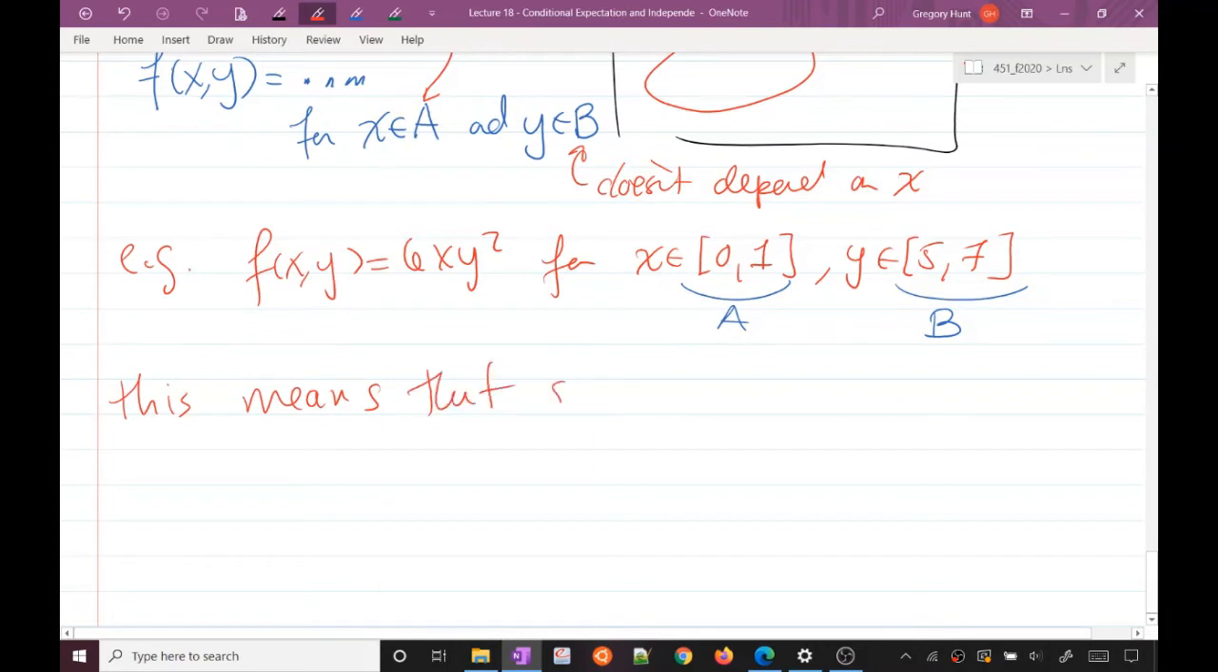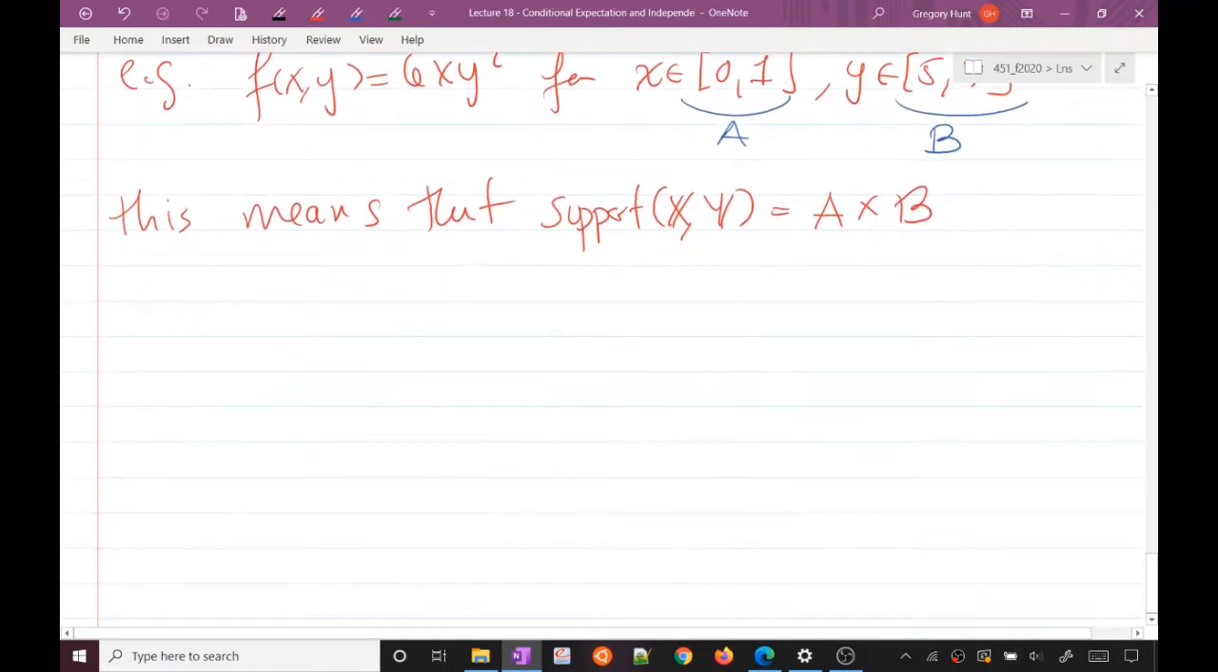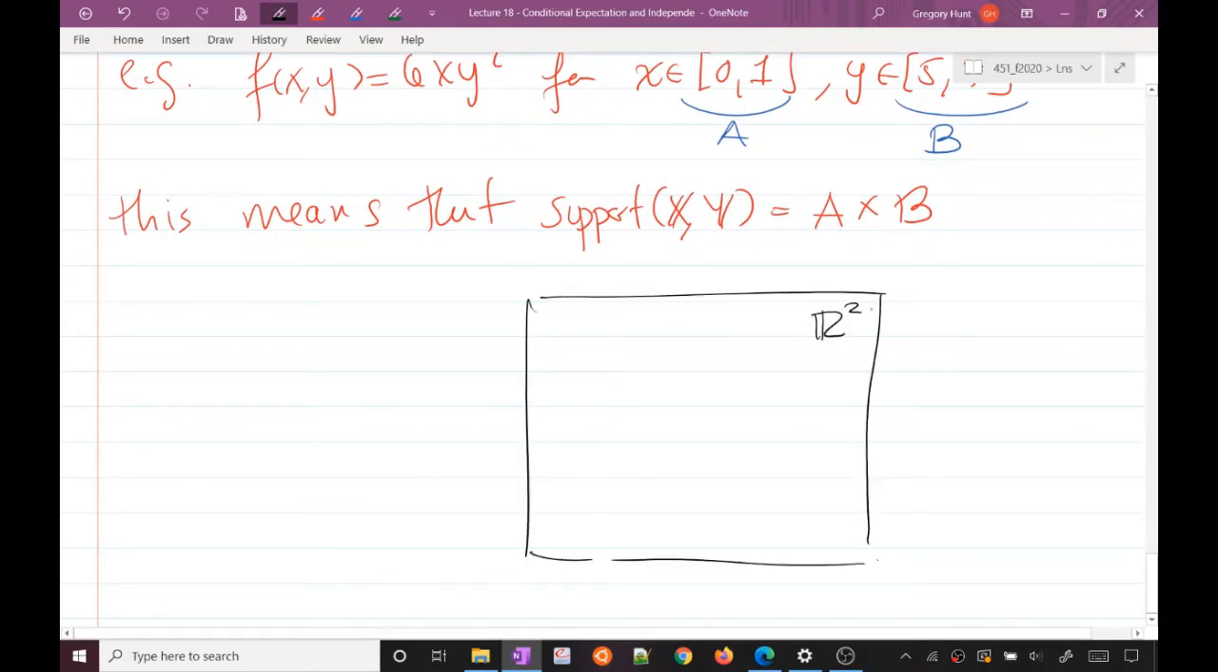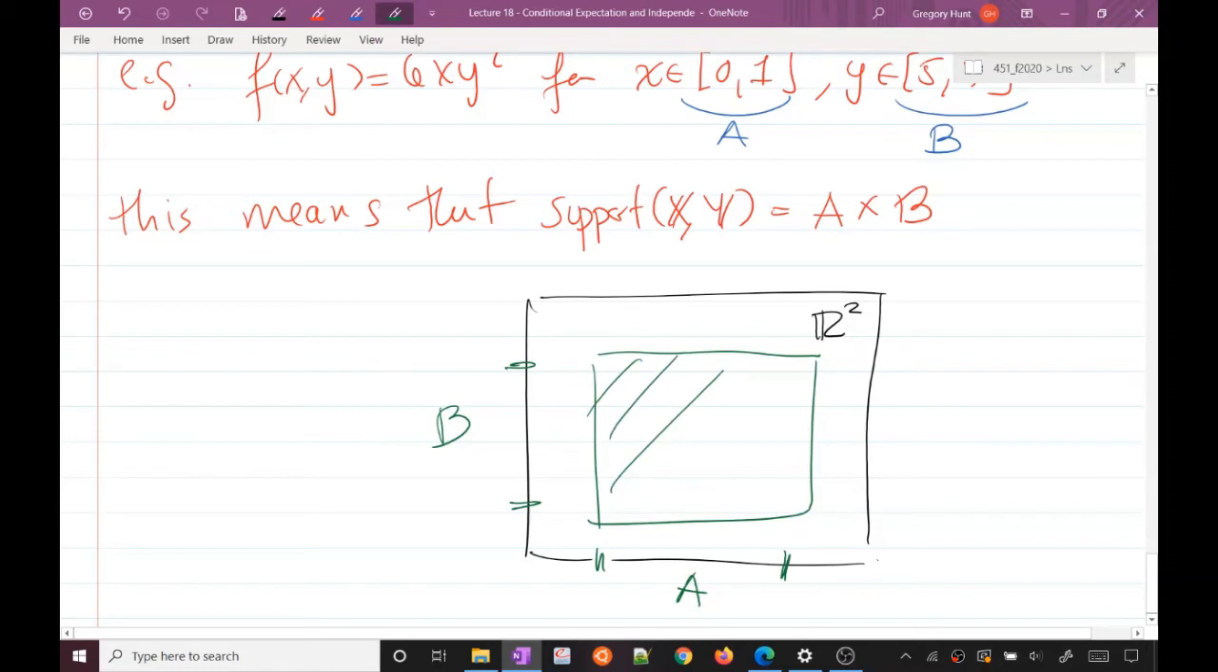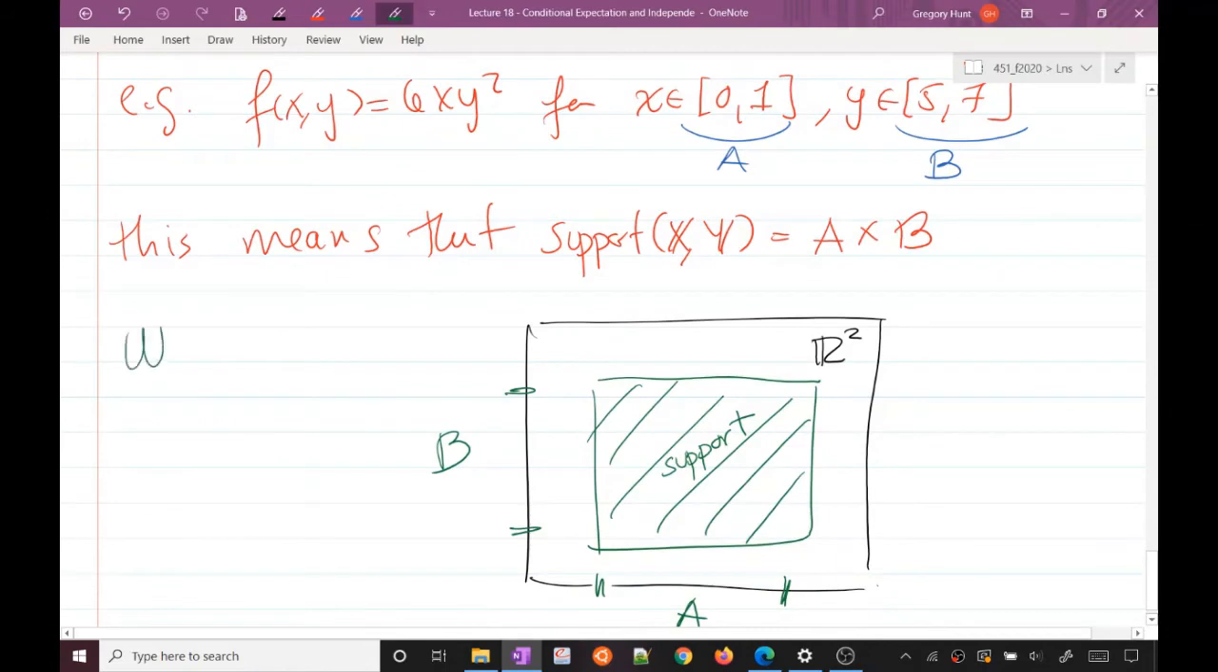This means that the support of xy is a Cartesian product. It's just A Cartesian product B. What it means is that if I were to draw my R space, there's going to be some set A on the x-axis and set B on the y-axis. And if I take the Cartesian product, that's just the square. And this is what we call a product space.